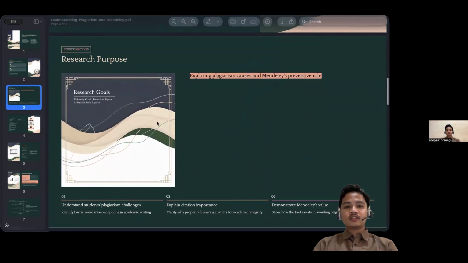Moving on to the research purpose, the main purpose of this study was to explore why plagiarism occurs and how Mendeley can help avoid plagiarism in academic writing. More specifically, the research aimed to understand students' challenges related to plagiarism, explain the importance of proper citation and referencing, and also show how Mendeley can assist students in avoiding plagiarism when writing academic texts.